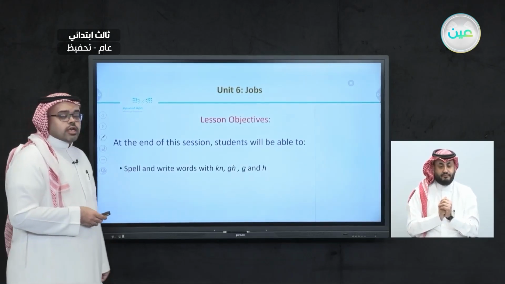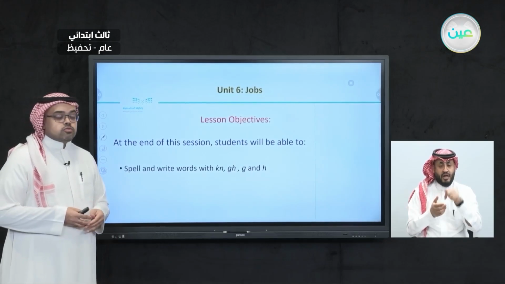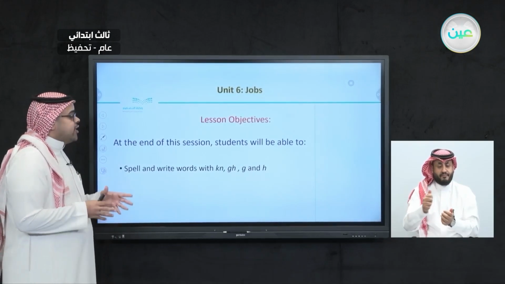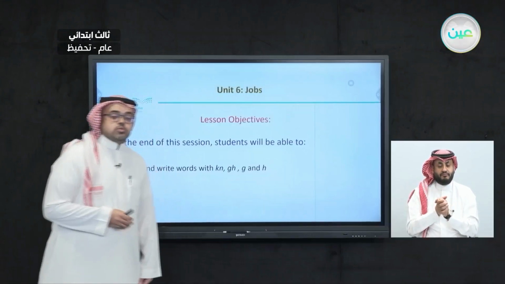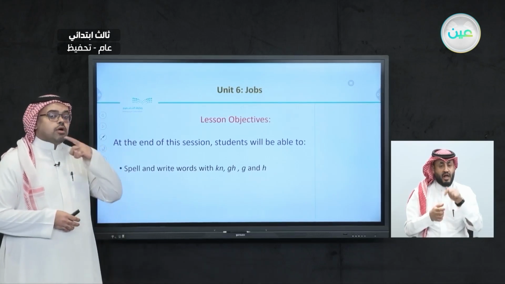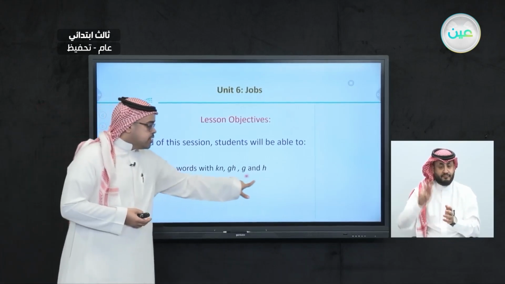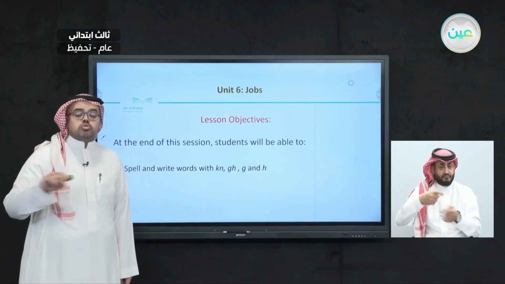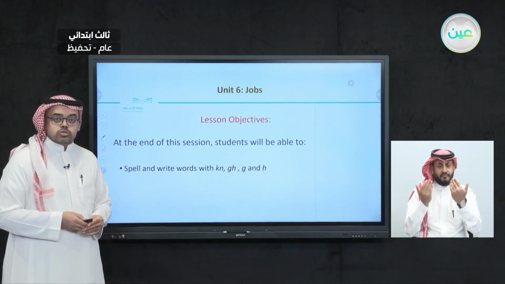So now let's get to know our objectives in today's lesson. We hope that at the end of this lesson you will be able to spell and write words with K and N, G and H. So what we are hoping to do today is to be able to spell, to say words with these letters, and also to be able to write them down as well.